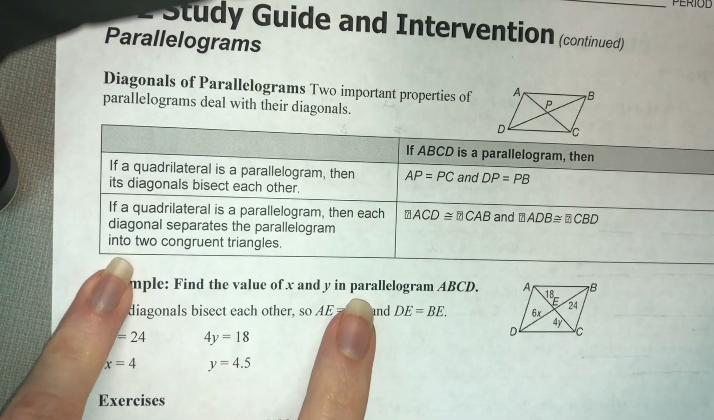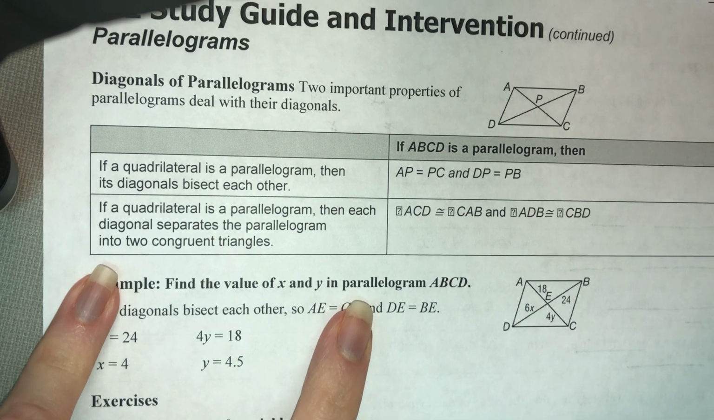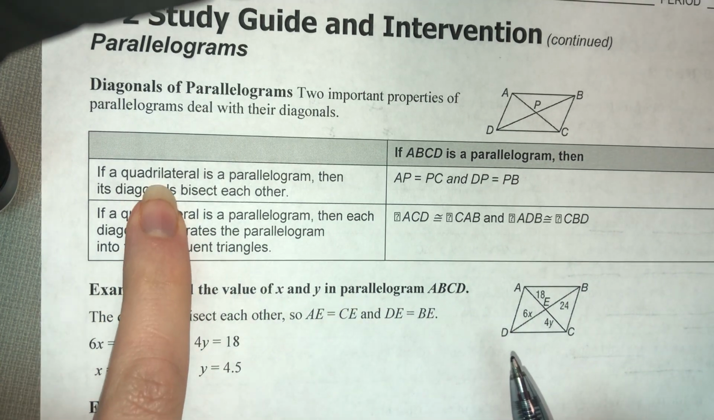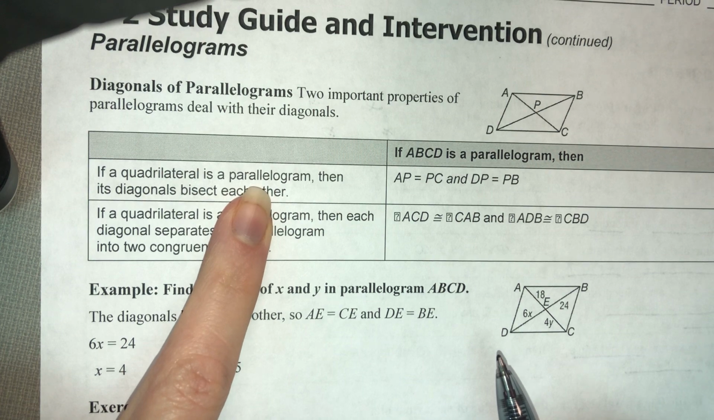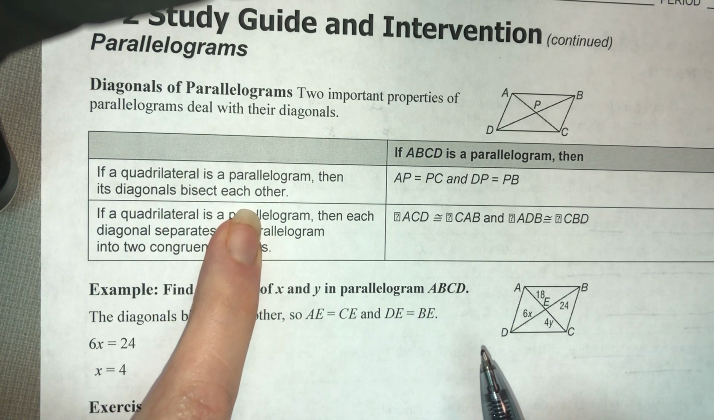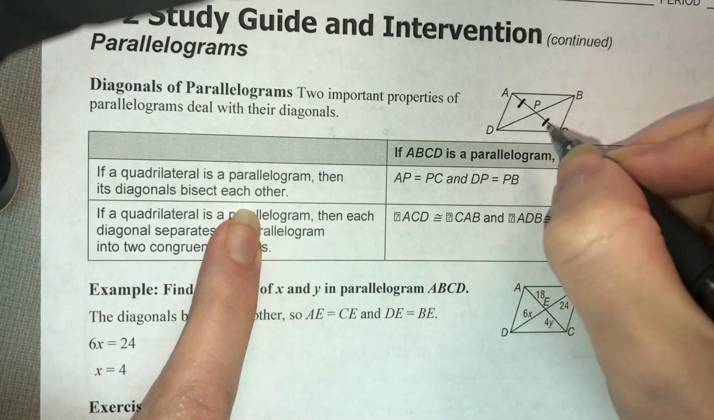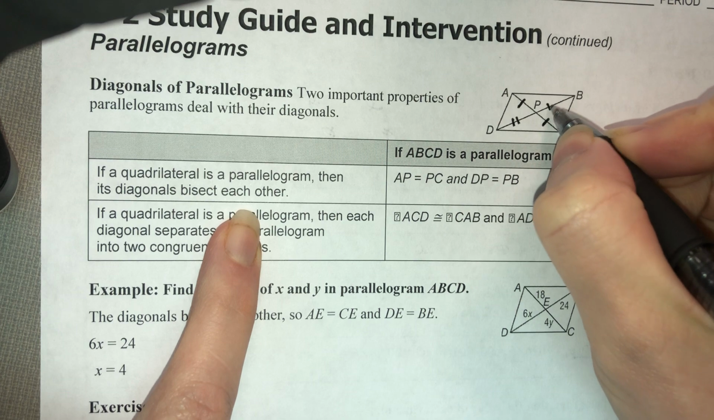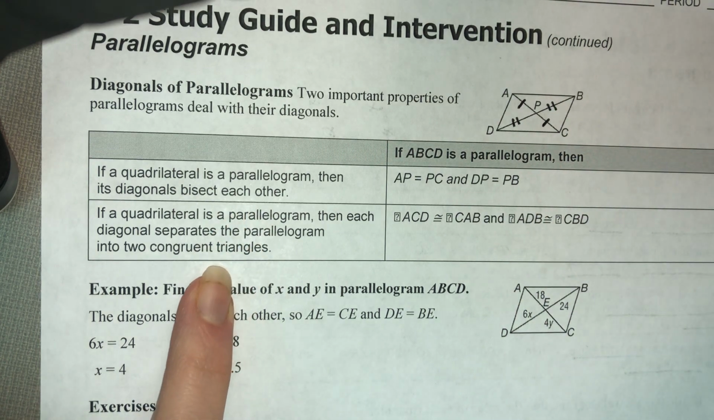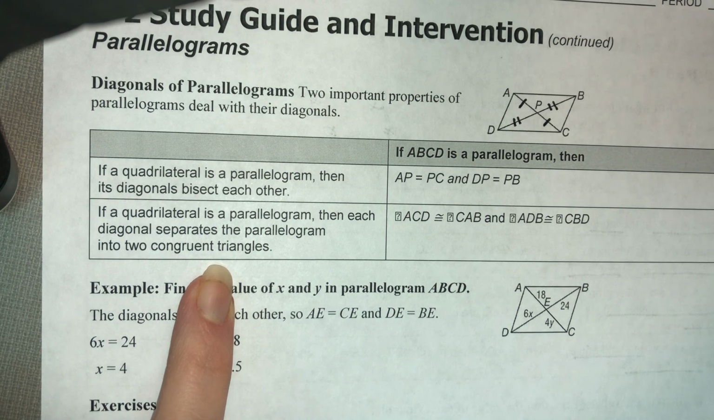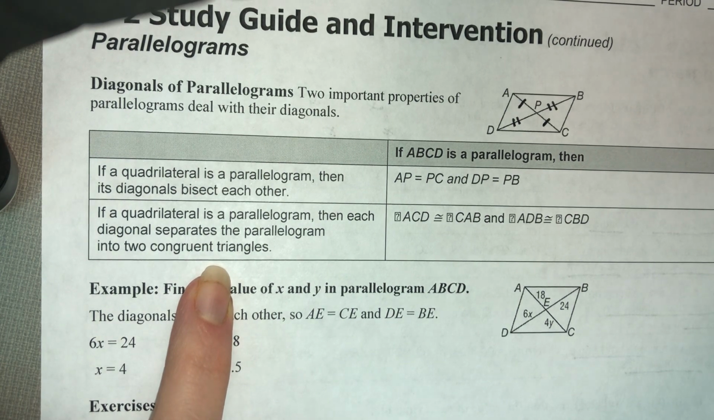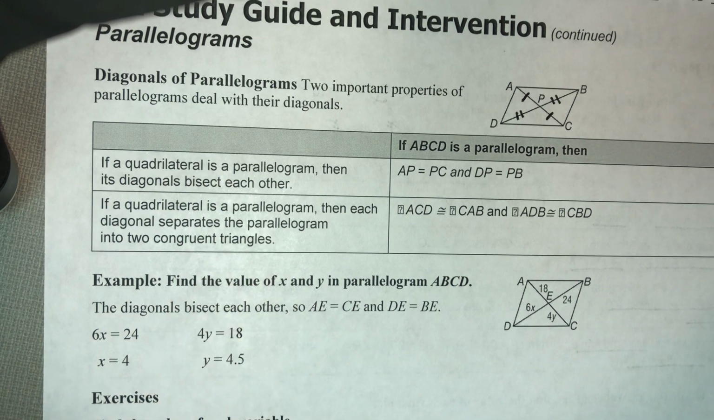We are going to go to the other side and take a look at a couple more properties having to do with diagonals of parallelograms. If a quadrilateral is a parallelogram, then the diagonals bisect each other. That means AP is congruent to PC in this picture, and DP is congruent to PB.